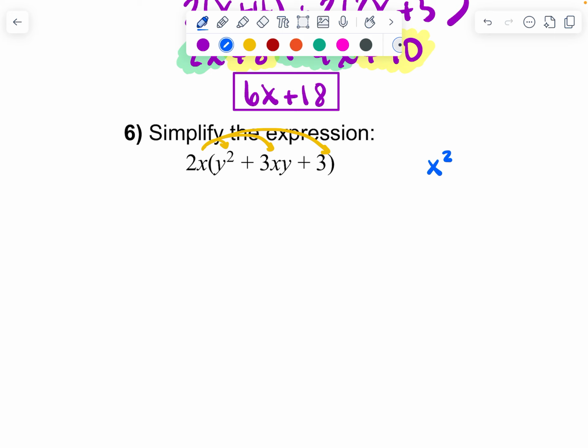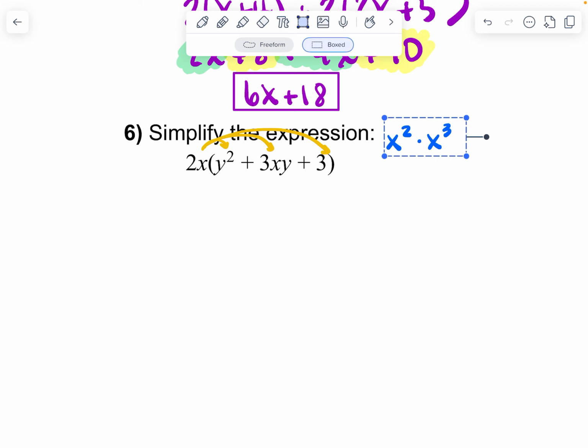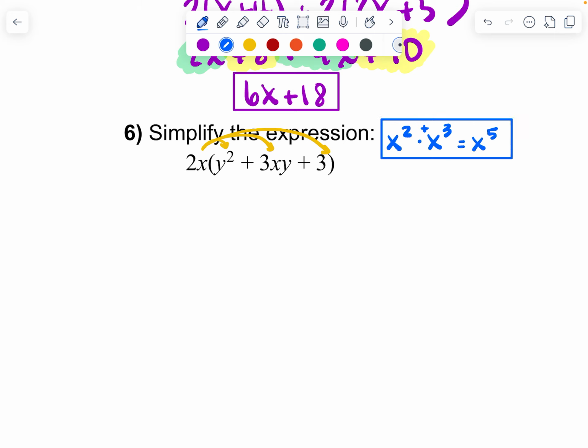I'm just going to throw a little example over here. Remember, X squared times X cubed, for example. Remember you add the exponents. When you multiply x's or y's or whatever, you keep the base and you add the powers. So this is just a little reminder. These rules are actually on your formula chart that we've been using recently.